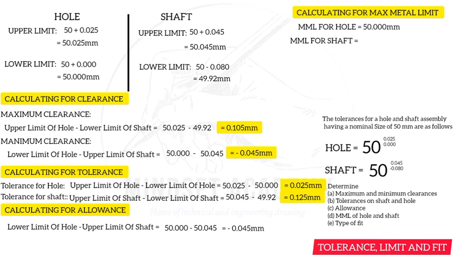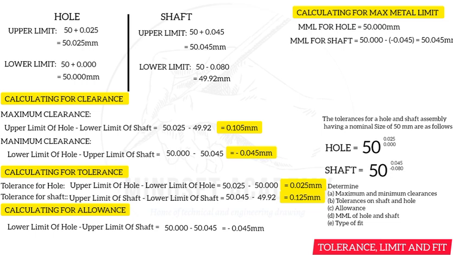So what do we have here? We have this to be 50.000 minus the allowance, which is minus 0.045. The minus multiplied by the minus becomes plus, so 50.000 plus 0.045 will give us 50.045 millimeter, and that will give us what? The MML for shaft, which is also the upper limit of shaft.